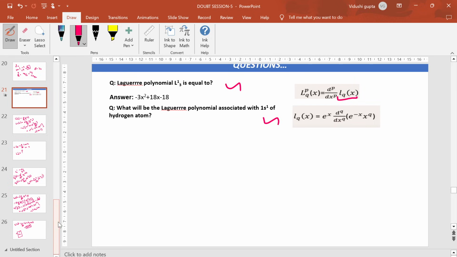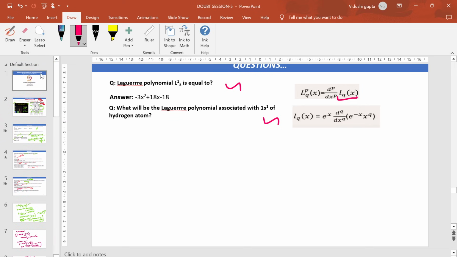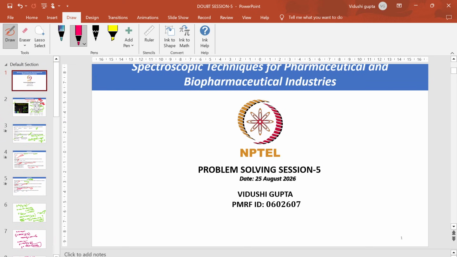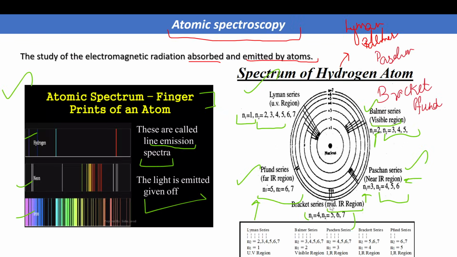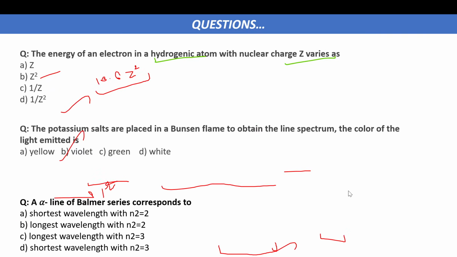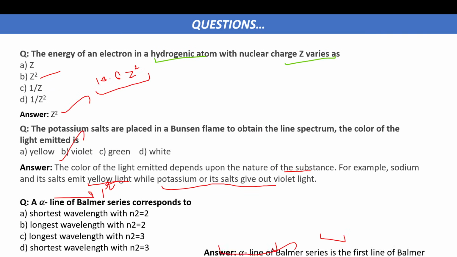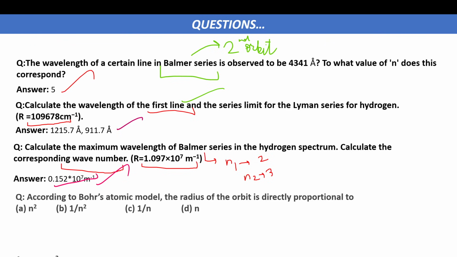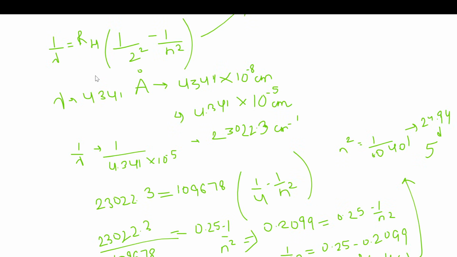So that's all for today. So what we have discussed in today's class: we discussed atomic spectroscopy, then the Lyman series. Then this is the formula to calculate the maximum number of spectral lines, n2 minus n1 into n2 minus n1 plus 1 by 2. Then the Rydberg formula.